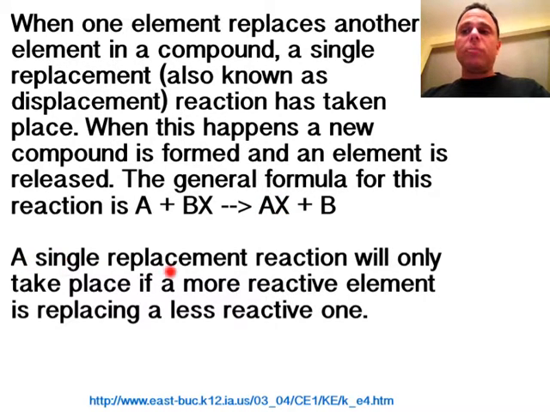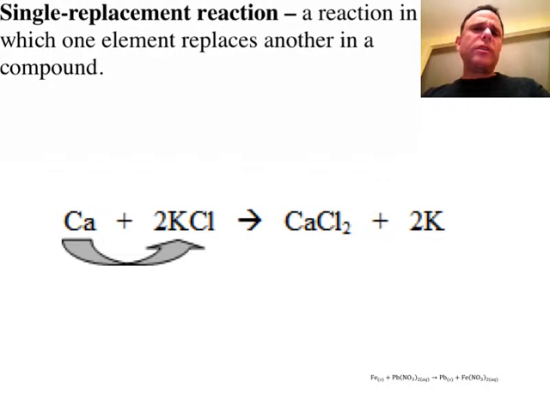A single replacement reaction will only take place if a more reactive element is replacing a less reactive one. So back to this example, A must be more reactive than B in order to free up B so that it is now free. So here's a simplified definition: a single replacement reaction is a reaction in which one element replaces another in a compound.